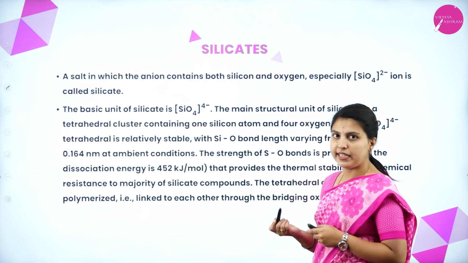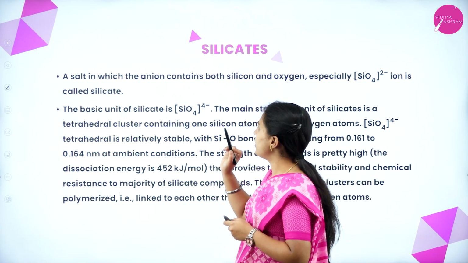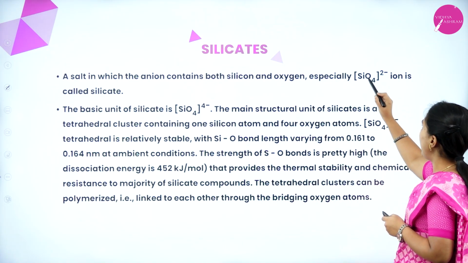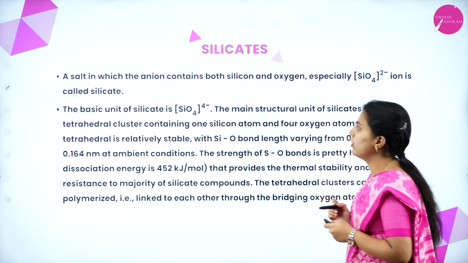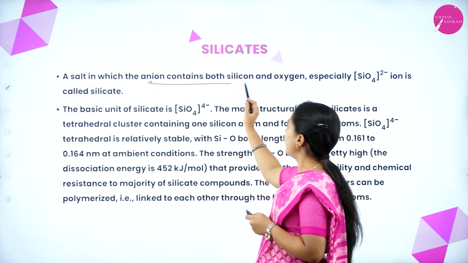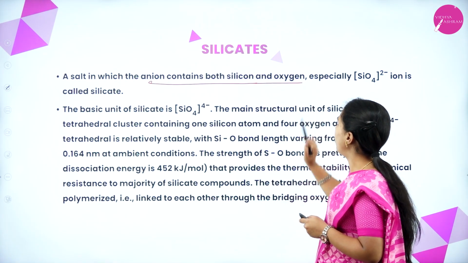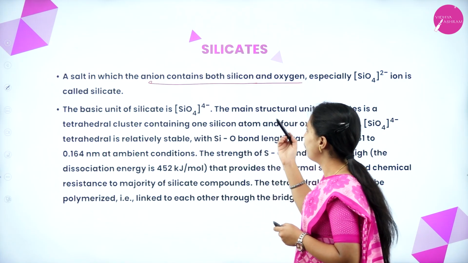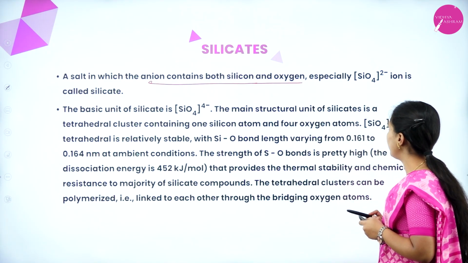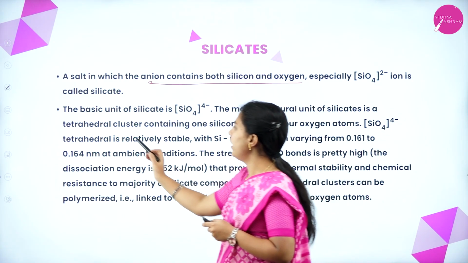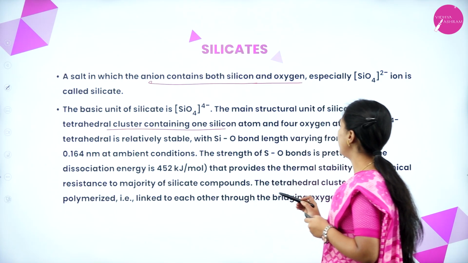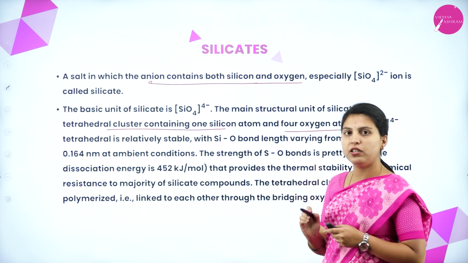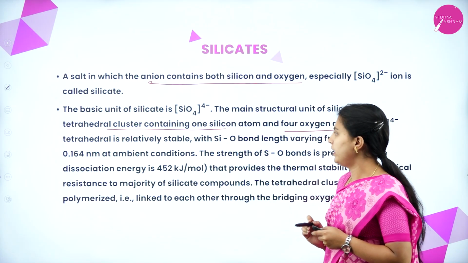Next, silicates. A silicate is a salt in which the anion contains both silicon and oxygen, especially the SiO4 4- ion. The basic unit of silicate is SiO4 4-. The main structural unit of silicate is a tetrahedral cluster containing 1 silicon atom and 4 oxygen atoms. There will compulsorily be an anion with silicon and oxygen.